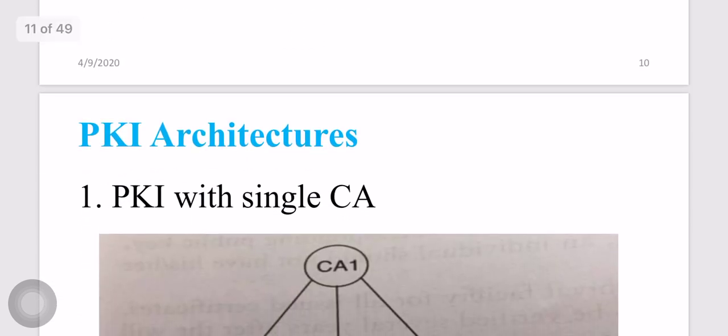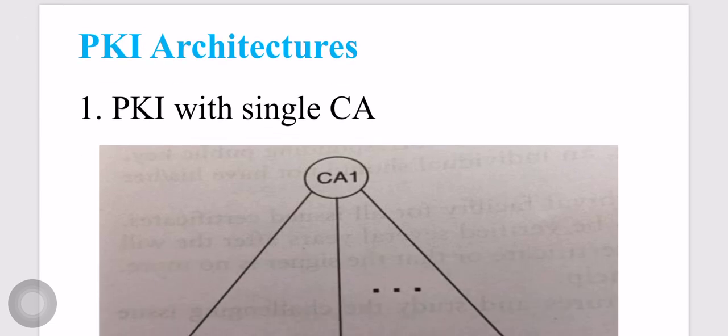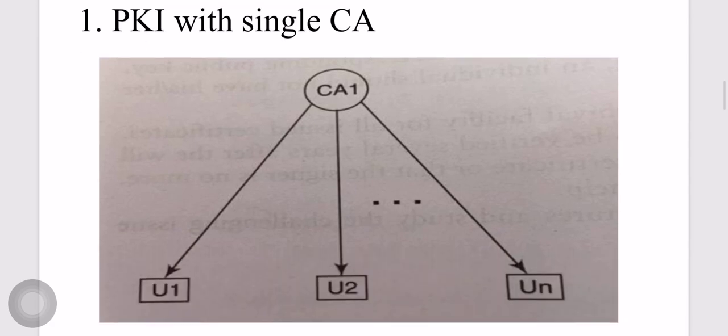Basically, public key infrastructure architectures can be broadly divided into four categories. The first architecture is called public key infrastructure with a single CA. What is the meaning of CA? Certifying authority. And as we all know, I can give an example for this.